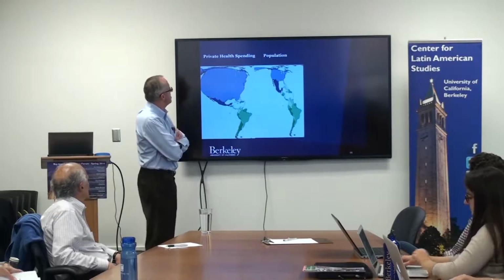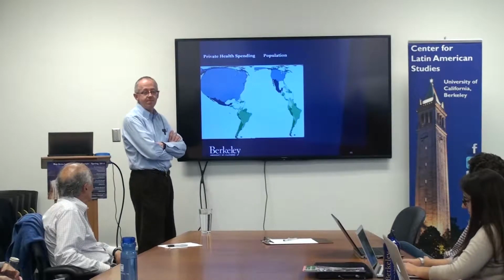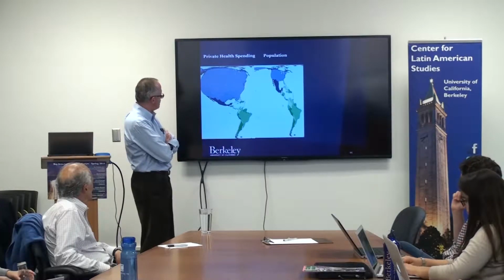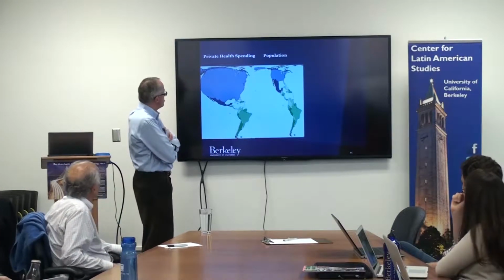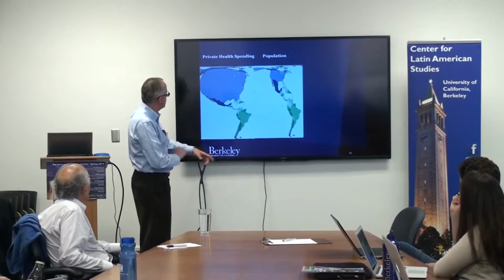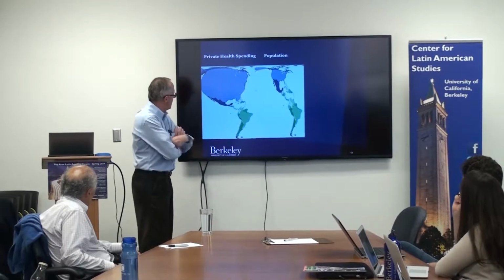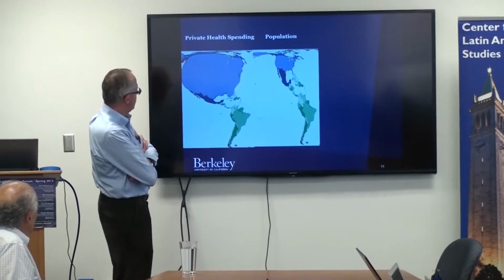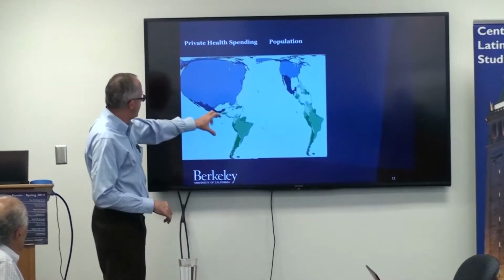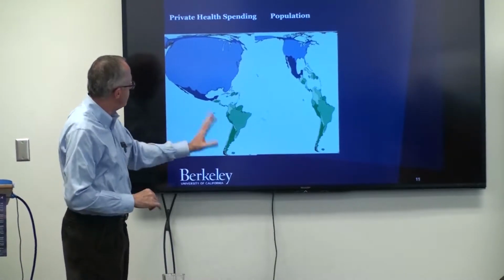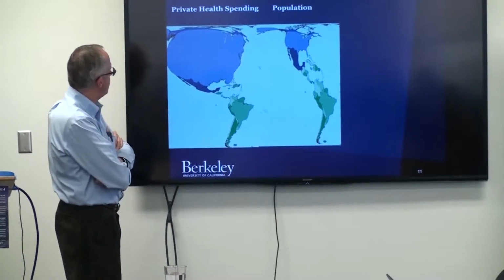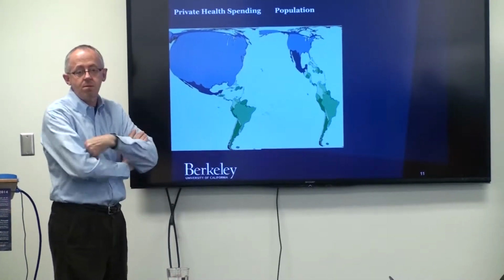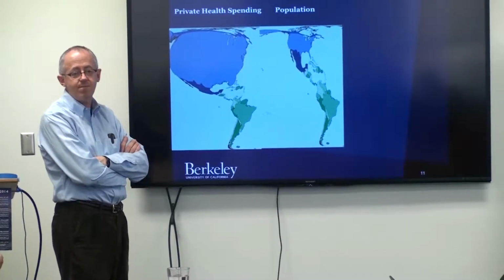This is mapped by private health spending. Okay? And I suppose many people wouldn't be surprised by that, because what is the huge change here? Well, really, it's just the US in the positive and Cuba in the negative. Right? Everything else, the relative size of the Andean states shrinks a bit, and Argentina is a little bit bigger. But the huge changes are Cuba and the US.